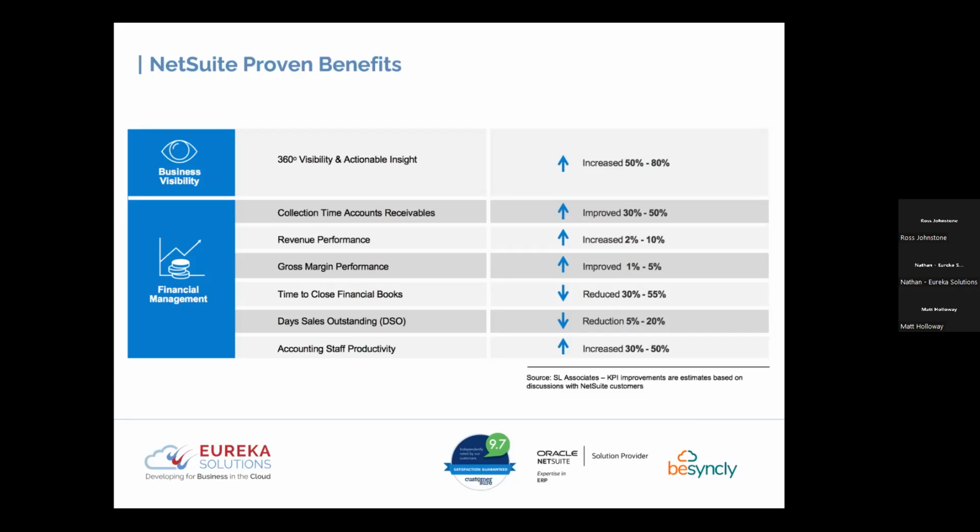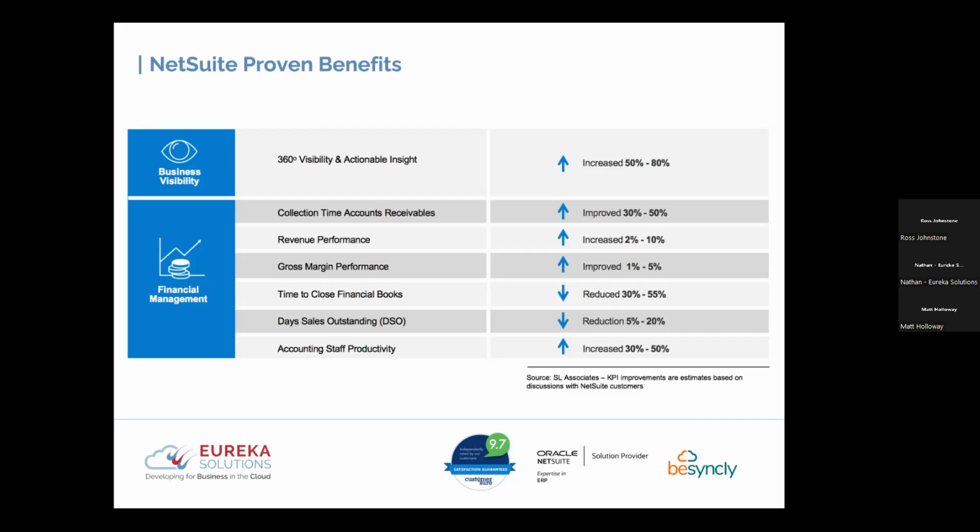You also see that there's big wins in the time to close financial books, for example, this being reduced by between 30 and 55% on average, as well as the overall staff productivity across the accounting team, increasing by 30 to 50% on average. Once again, this all comes down to the different processes that are automated within NetSuite, meaning that staff can spend more time adding value instead of carrying out manual tasks, which is the case in many other systems.